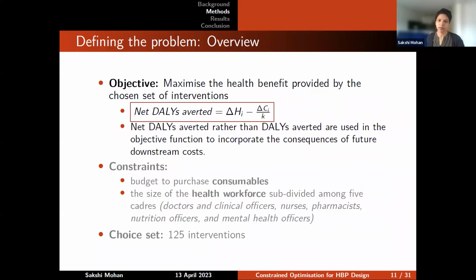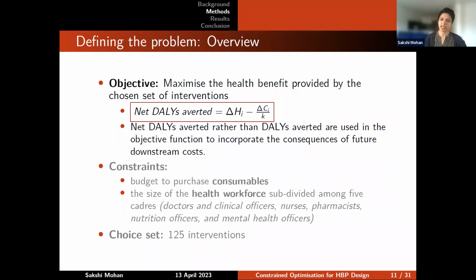So with this background, I will now proceed to describe our work applying the linear constraint optimization methodology to designing the health benefits package for Uganda. In the general case that we discussed before, the objective of our problem was to maximize the health benefit produced by a chosen set of interventions. And we defined health benefit as the net disability adjusted life years averted. As you see in the equation in the red box, this is calculated as the incremental DALYs less the incremental cost divided by the cost effectiveness threshold represented by K here.